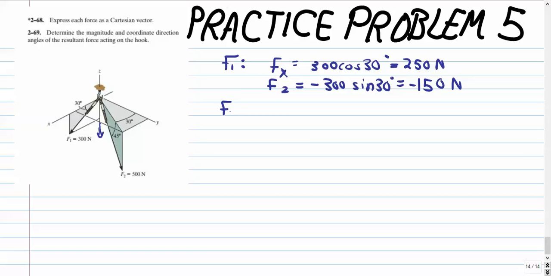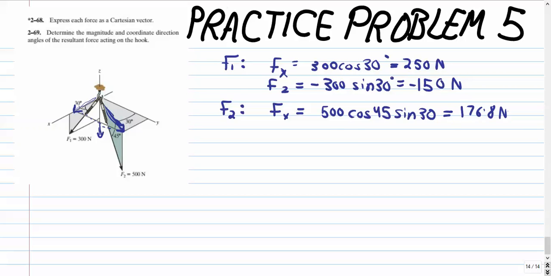So moving on to the force F2. First of all, let's find its component along the x direction. That is going to be 500 cos of 45. So when we do cos of 45, we get the component along this line. And when we do sine of 3, we get its component along the x-axis. And the value that we get for this is 176.8 newtons, but we can round this off to 177.